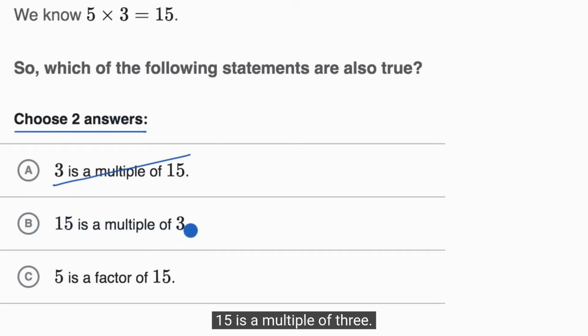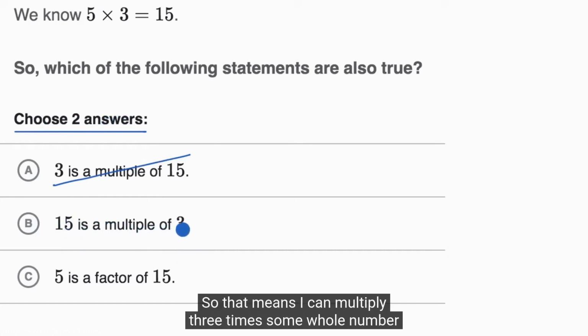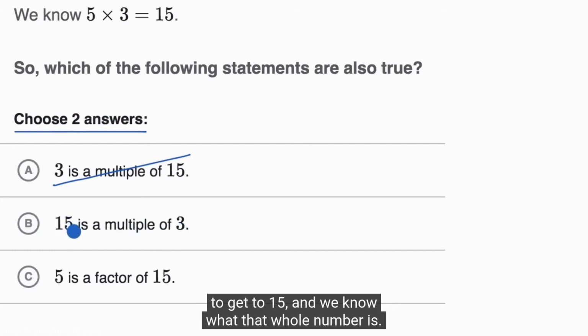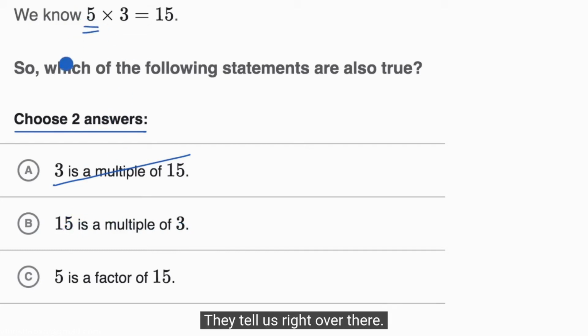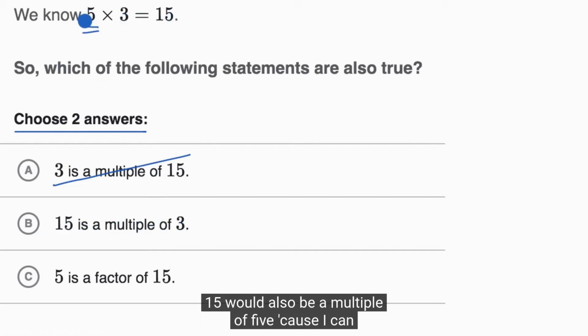15 is a multiple of 3. So that means I could multiply 3 times some whole number to get to 15. And we know what that whole number is. It's 5. They tell us right over there. 5 times 3 is 15. So 15 is a multiple of 3. 15 would also be a multiple of 5 because I can multiply 5 by the whole number 3 to get to 15.